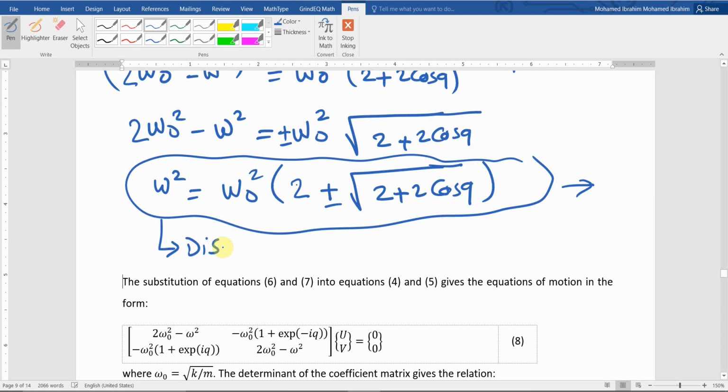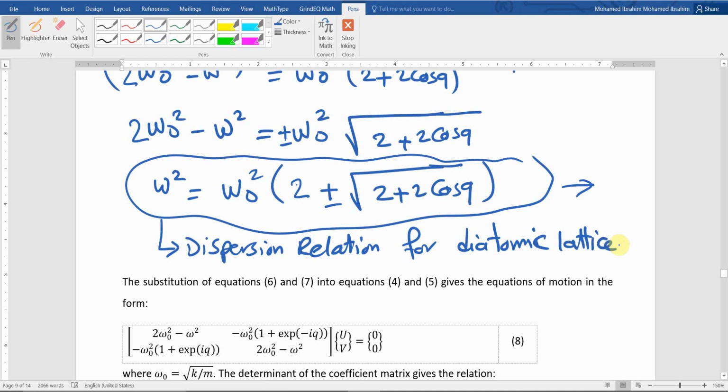This is the dispersion relation, but for a diatomic lattice. You can derive this one simply using the same concept of vibration that you did multiple times before, right? So for this dispersion relation, what do we expect when we try to draw it? We are expecting 2 curves, not just 1 curve as in the monatomic lattice.